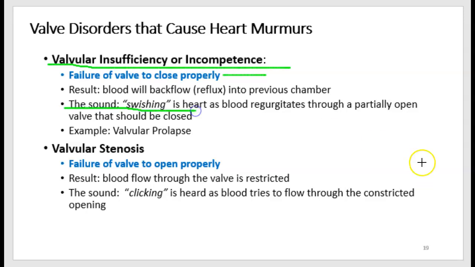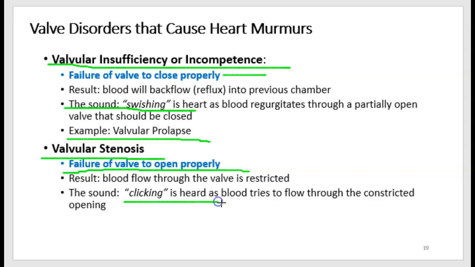And it forms this swishing sound. I'll show you a picture in a second. An example would be valvular prolapse. It's one example of an insufficient valve. Another example is valvular stenosis. Generally, although it could be failure to close properly as well, generally speaking this makes a valve fail to open properly. So blood can go through it, but not very well. There's obstruction or restriction, and so you hear this clicking.